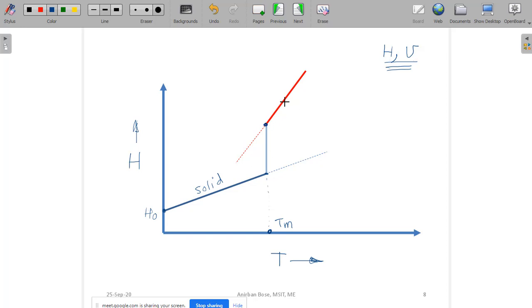this line, which is basically the liquid line. As you increase the temperature, its enthalpy or internal energy will gradually increase. Now for the stability criterion, if we want to compare, the dotted extension of the red line indicates the liquid line, and the blue dotted extension line indicates the solid line.